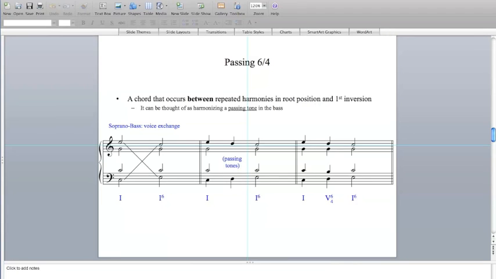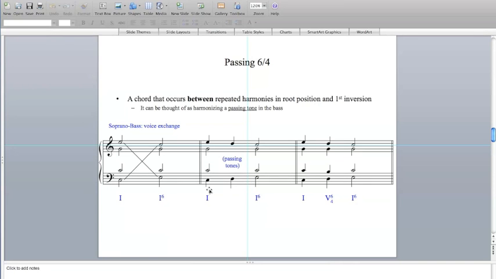There's also a passing 6/4. Imagine you have a root position triad followed by a first inversion version of the same chord. You have a voice exchange between soprano and bass. Remember, voice exchange means two voices swap pitches. You have C and E, and then C and E again, switching places between soprano and bass.